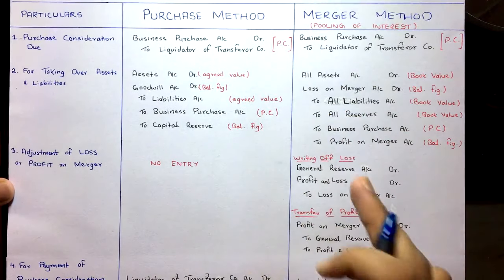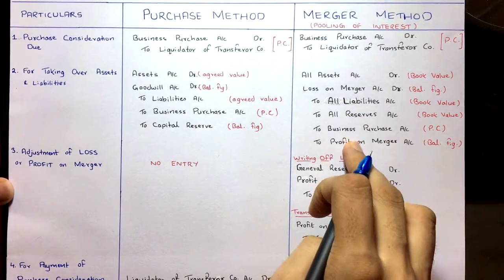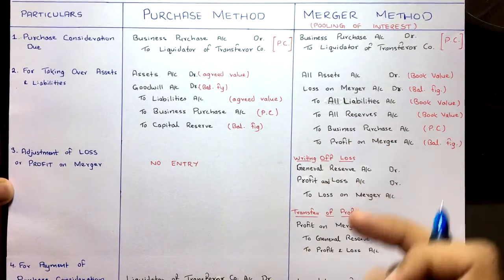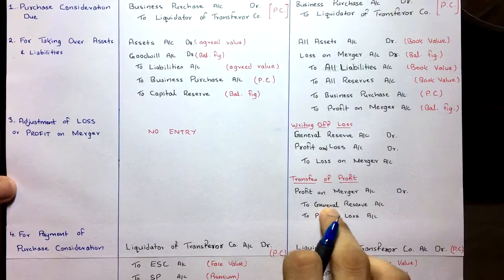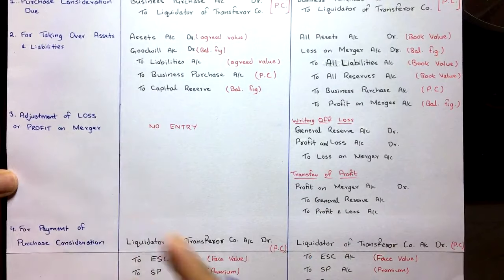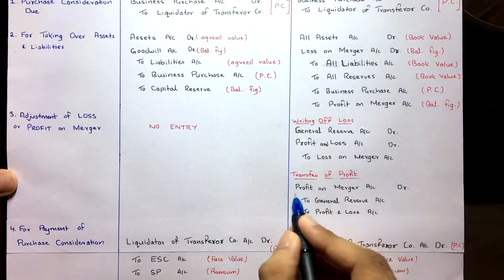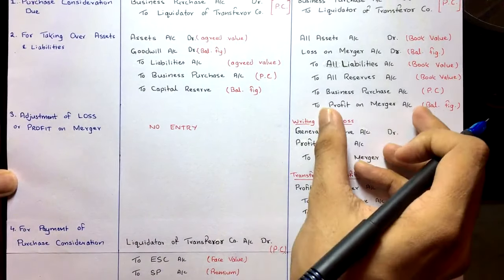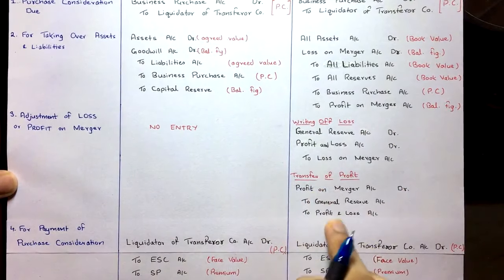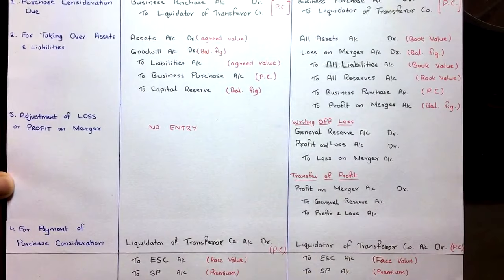If there is profit, then you have to transfer that profit. अगर कुछ profit है तो वो profit कहाँ जाएगा? Free reserves में, either to general reserve or to profit and loss. Okay, adjustment of loss or profit on merger. Yes, यही तो हम कर रहे हैं. Profit on merger account debit. Here the profit on merger was credited. Now we will debit that, and we will transfer the profit to general reserve or profit and loss account.